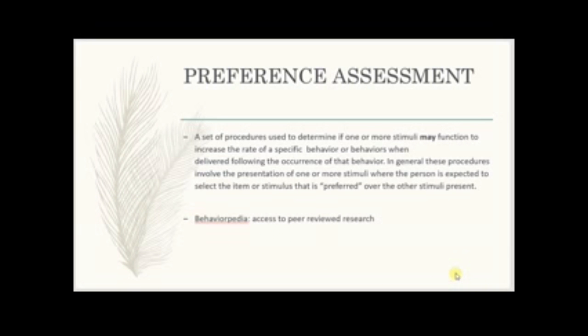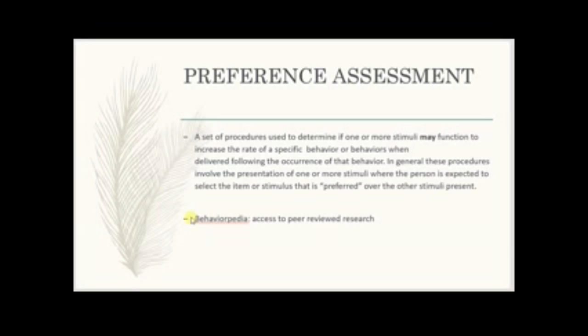So a preference assessment is a set of procedures that are used to determine if one or more stimuli may function to increase the rate of a specific behavior or behaviors when delivered following the occurrence of that behavior. So again, is the child going to be more likely and more willing to respond in a certain way because the child knows that he gets access to Darth Vader or not? Maybe, maybe not. That's why we do these preference assessments. In general, these procedures involve the presentation of one or more stimuli where the person is expected to select the item or stimulus that is preferred over the stimuli present.